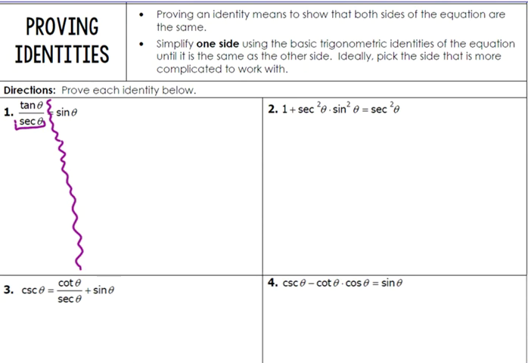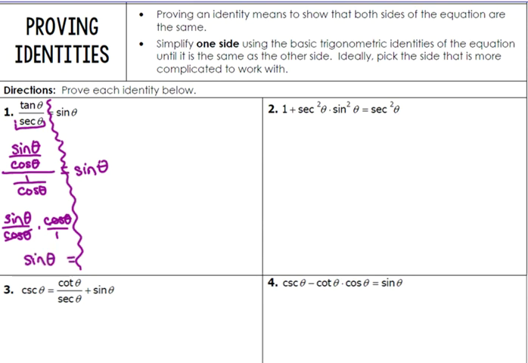So with that left side, those can both be rewritten in terms of sine and cosine. So let's start with that. Tangent is sine of theta over cosine of theta. Secant is 1 over cosine of theta. Our goal is to make this equal sine of theta. Now, it's not going to be too difficult in this case because we've got a fraction divided by a fraction. So the top one stays, the bottom one flips. The cosines cancel, and we get sine of theta, which we're supposed to get.